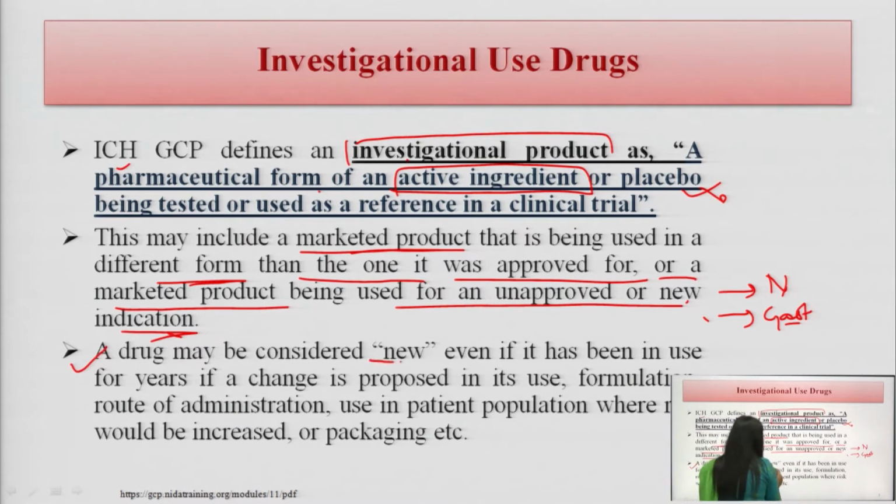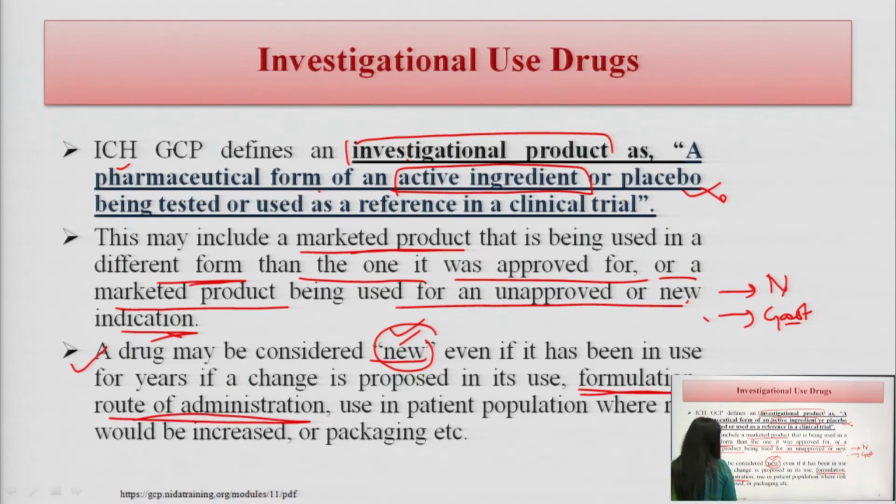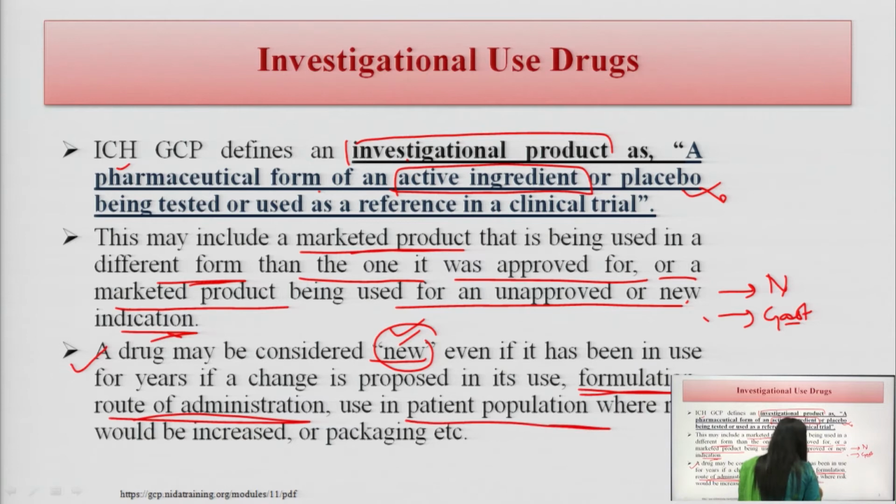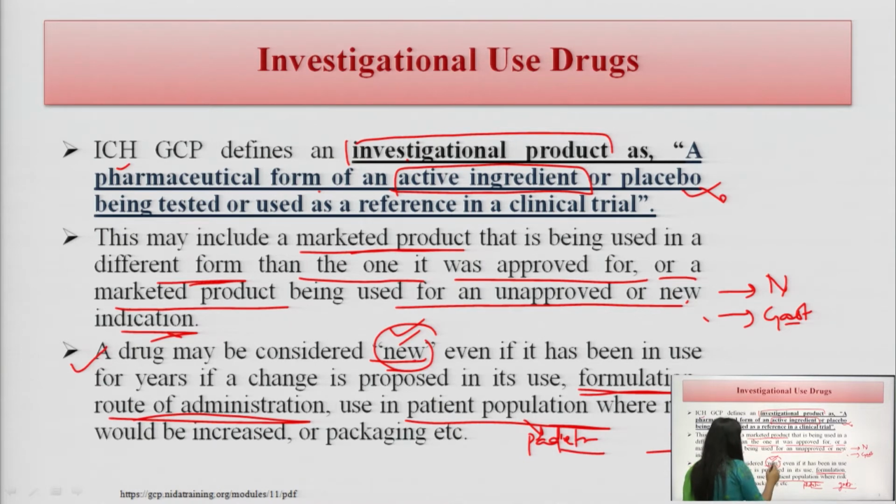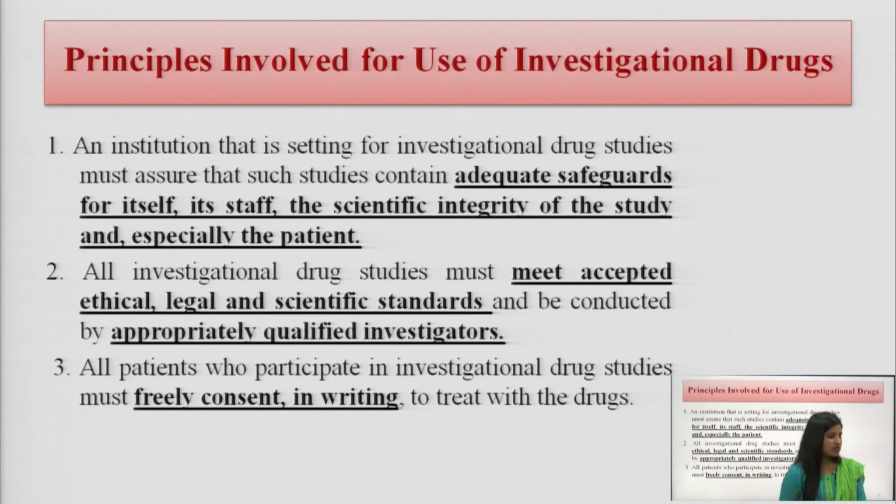A drug may be considered new. What are the other conditions when a particular drug is considered new? When there is a change in the formulation, when there is a change in the route of administration, when there is a change in the patient population. So if a formulation is used for the pediatric population, and now we are trying to do a trial on the geriatric population, seeing the effects of a particular drug on a geriatric population, it is called a new drug or an investigational product. So this is the definition of investigational drugs.